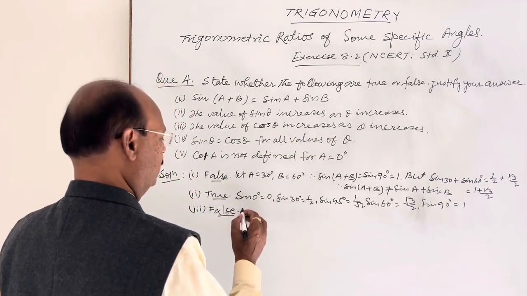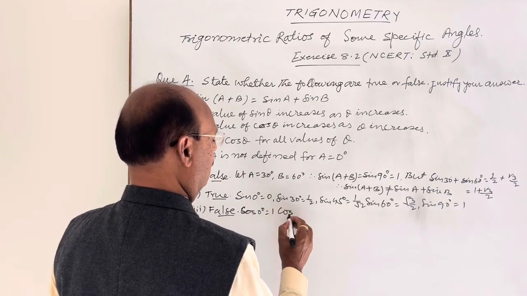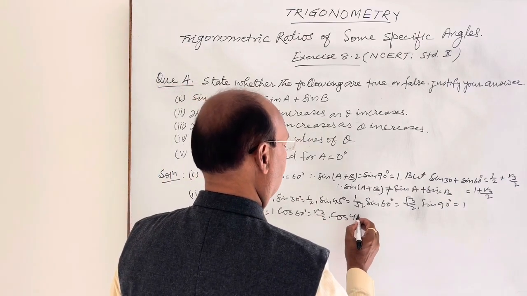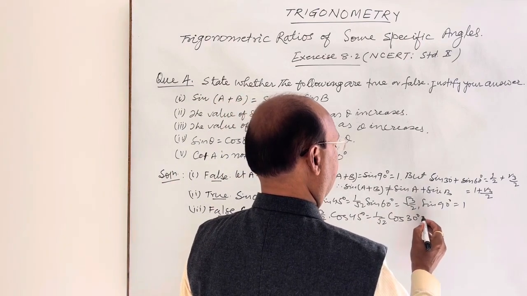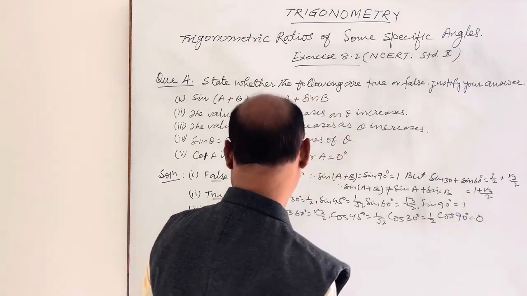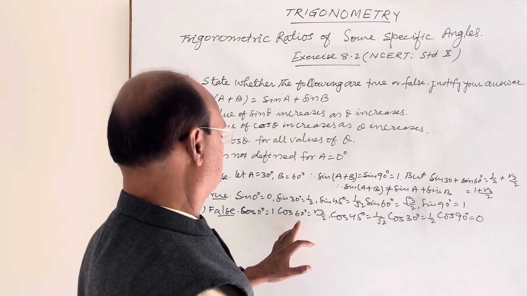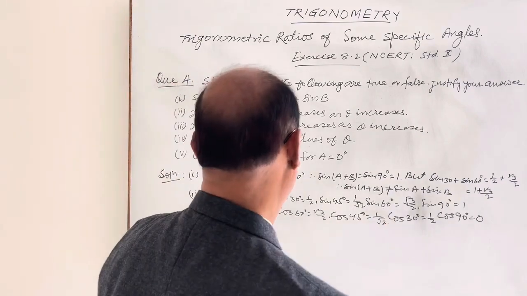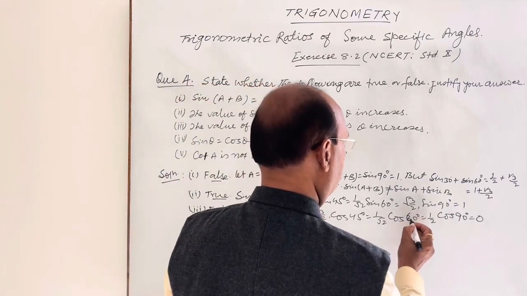Okay, so let us put some values and check it. Cos of 0 degree is 1. Cos of 60 degree is 1 by 2. Cos of 45 degree is 1 by root 2. Cos of 30 degree is root 3 by 2. And cos of 90 degree is equal to 0.